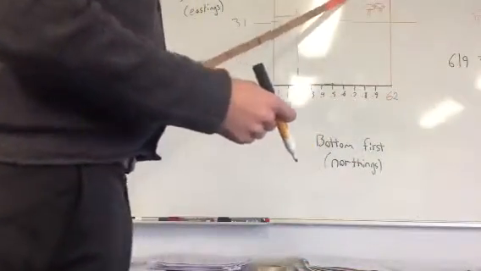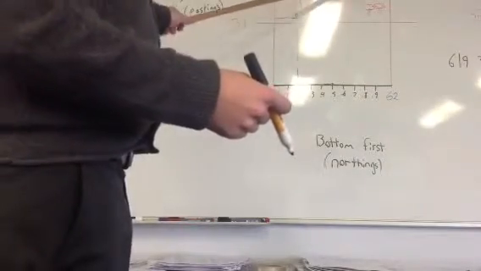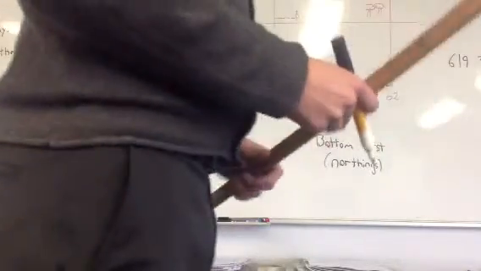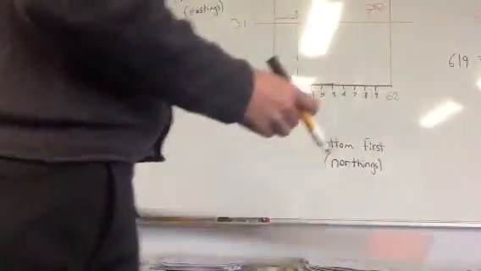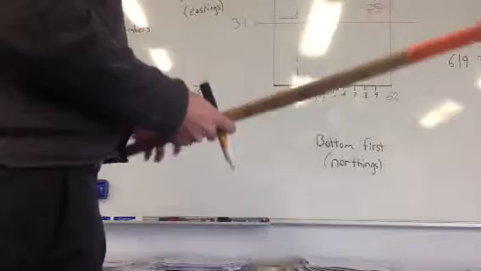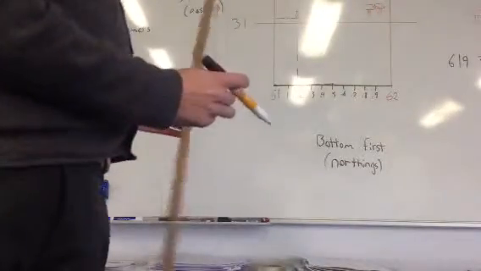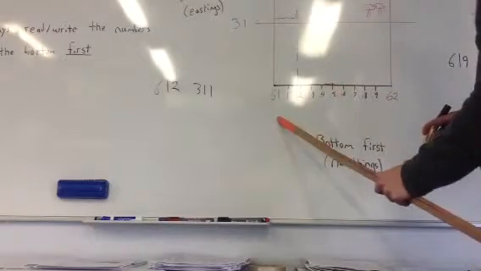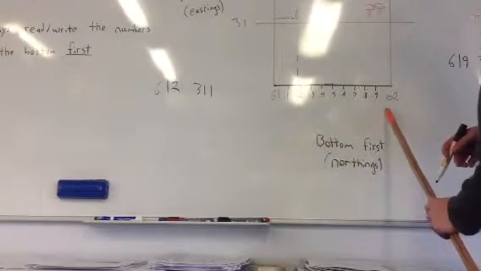Let's try it again with the lake. We have this symbol, we go to our key, and we find that it represents a lake. If they ask for the grid reference of the lake, we know it's between 61 and 62.